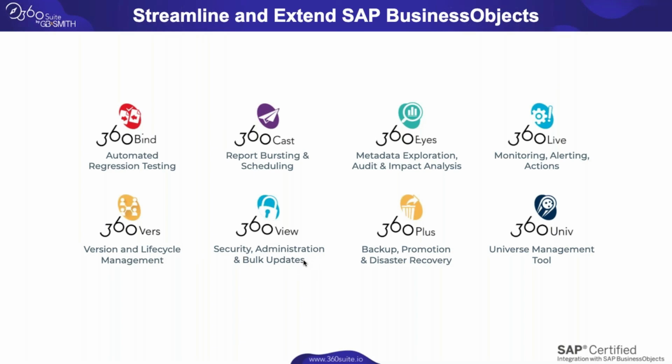That's where I showed you could bulk update your Webby report variable. In the use case that we shared, there were some issues with the regressions on the report variables, and so they were able to bulk update those with 360 View. 360 Plus does the backup, promotion, and DR. And again, we have a session on that. I think that might be next after this. I'll have to check, but we do have a session on disaster recovery.